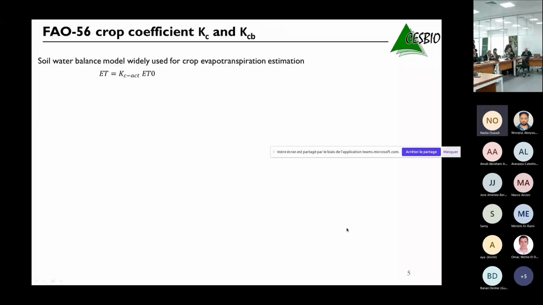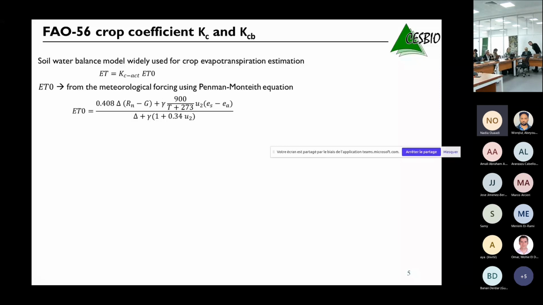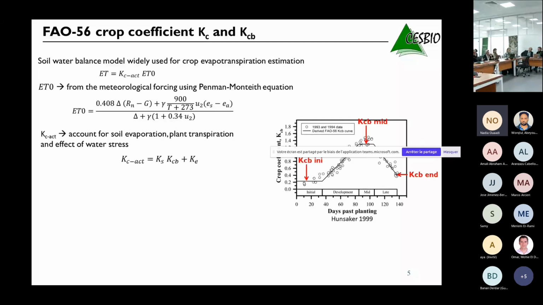To compute the evapotranspiration, there exists a large variety of models in the literature, and the FAO56 is one of the most used models for this purpose. It allows us to compute the evapotranspiration as a product of the reference evapotranspiration, computed from the meteorological forcing using the Penman-Monteith equation, and a coefficient that takes into consideration the real conditions of the crop under consideration.